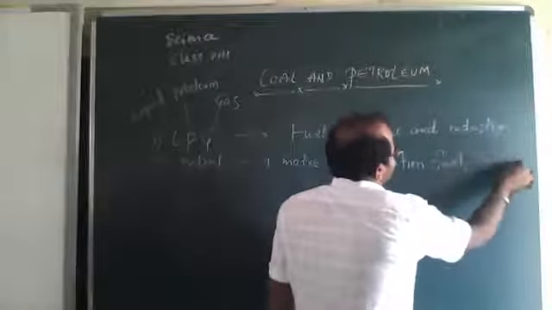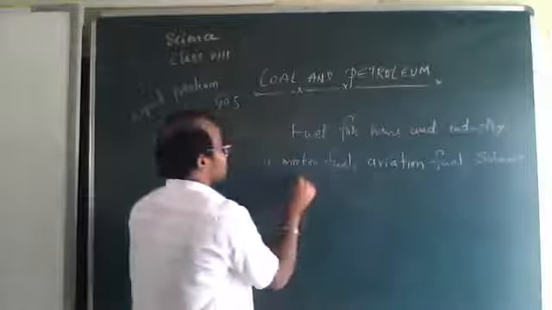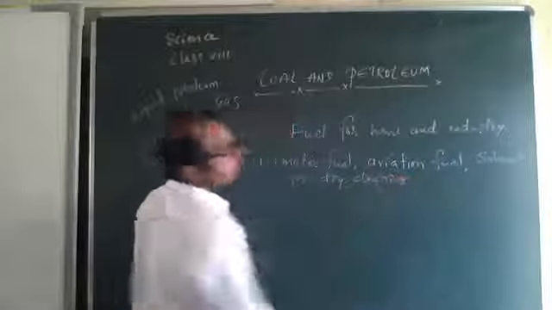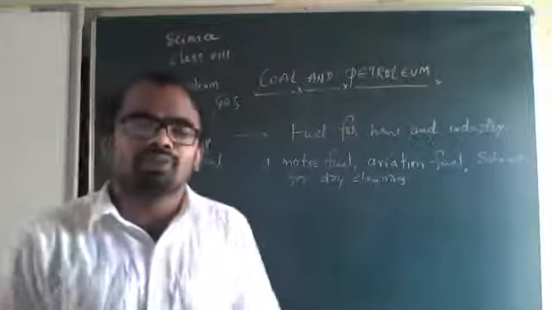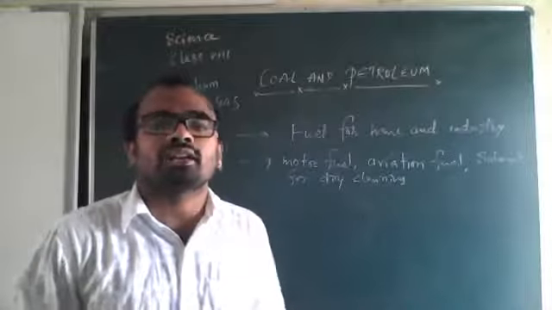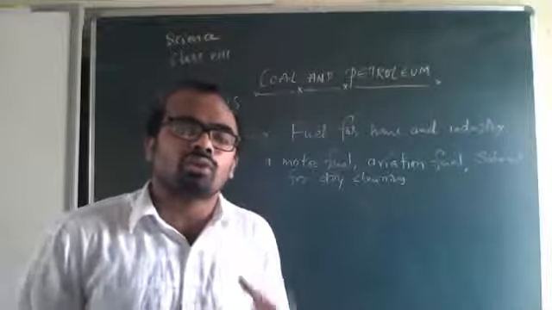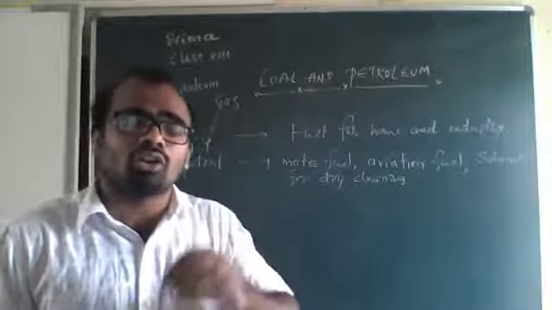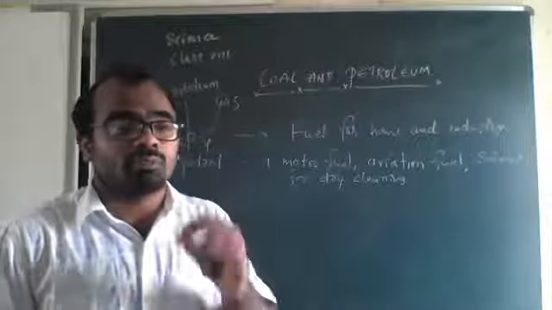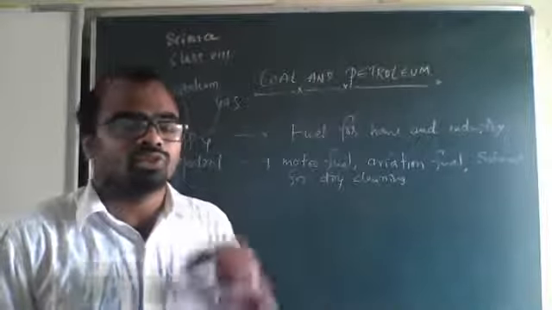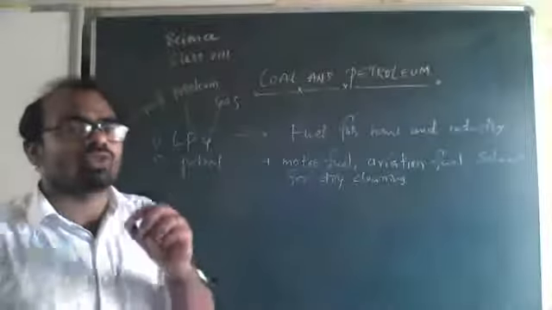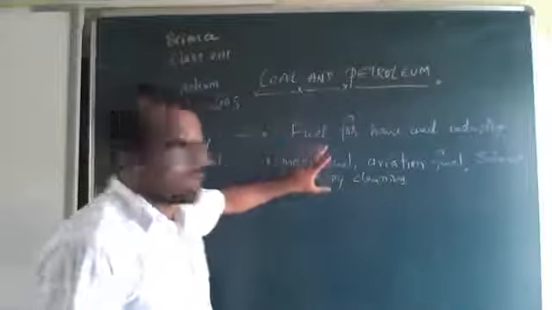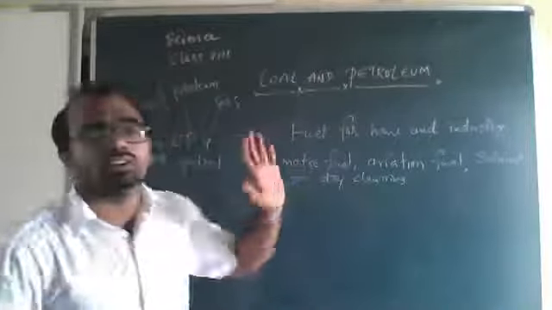This is important. Dry cleaning, you might have seen in cities, there are dry cleaning shops. They use some solvent for dry cleaning. They do not put the cloth under water and wash it. They make it completely dry clean. So they use petrol as one of the solvents in dry cleaning. So petrol is used as a motor fuel, aviation fuel, and solvent for dry cleaning.